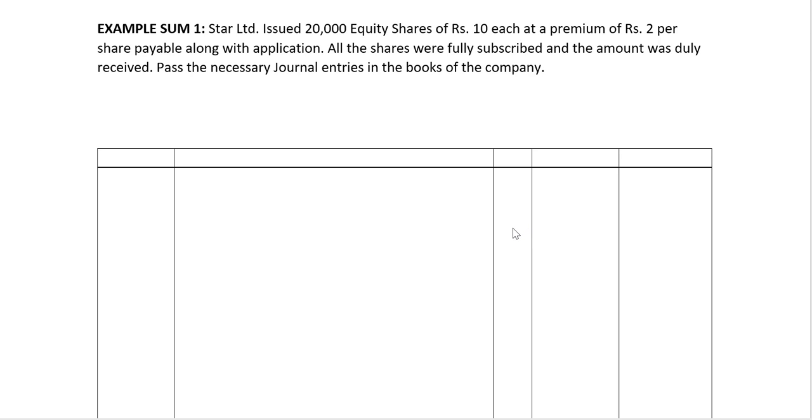So we have here the amount is payable in lump sum and the amount payable, or the issue price per share, is rupees 12. So the total amount payable with application will be 20,000 multiplied by 12, which is equal to 2,40,000 rupees. So let's go ahead with the solution.